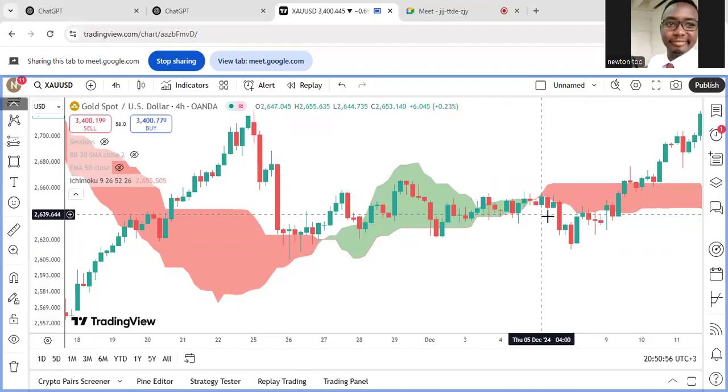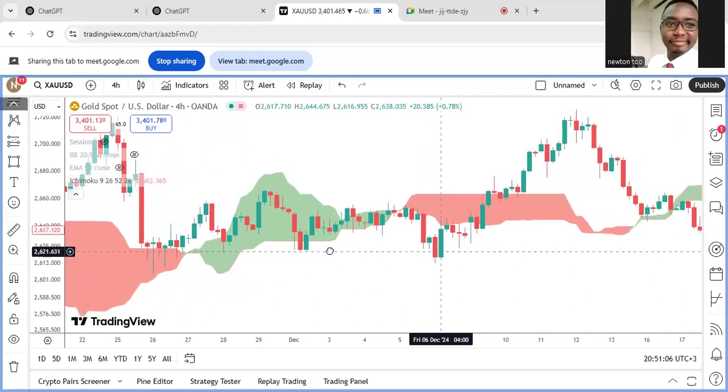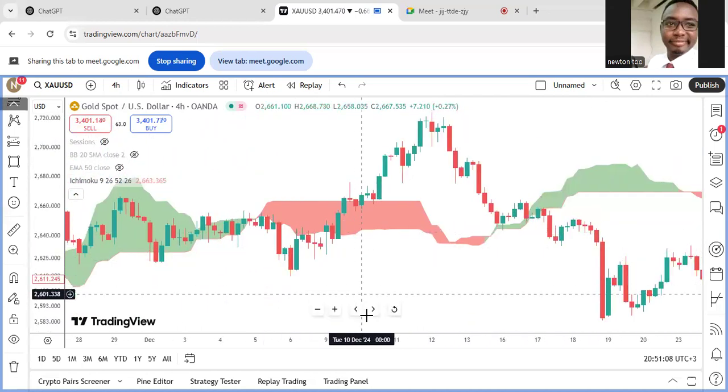So here, the market came down. You can see it broke below the cloud. Then it gave us a bearish engulfing. So this one was a trade, but it failed. It failed. Then again, the market went up.